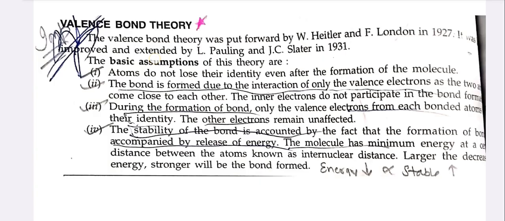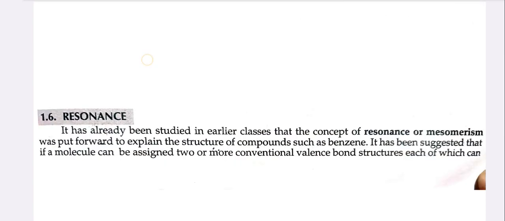Resonance. It has already been studied in earlier classes that the concept of resonance or mesomerism was put forward to explain the structure of compounds such as benzene. It has been suggested that if a molecule can be assigned two or more conventional valence bond structures, each of which can explain most but not all the observed properties of the compound, the actual structure lies somewhere in between the various possible conventional structures.